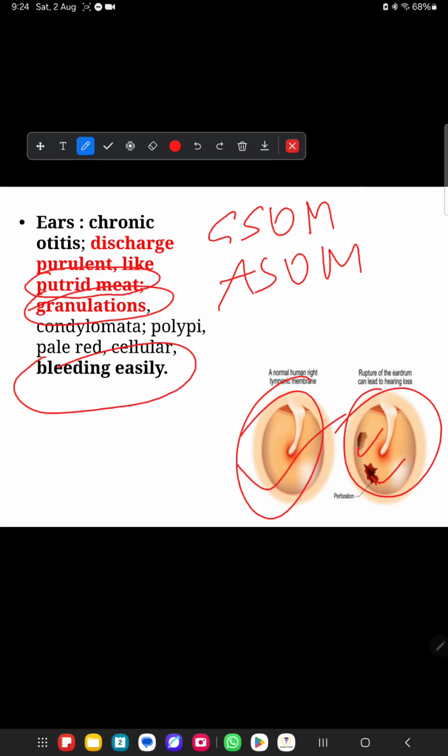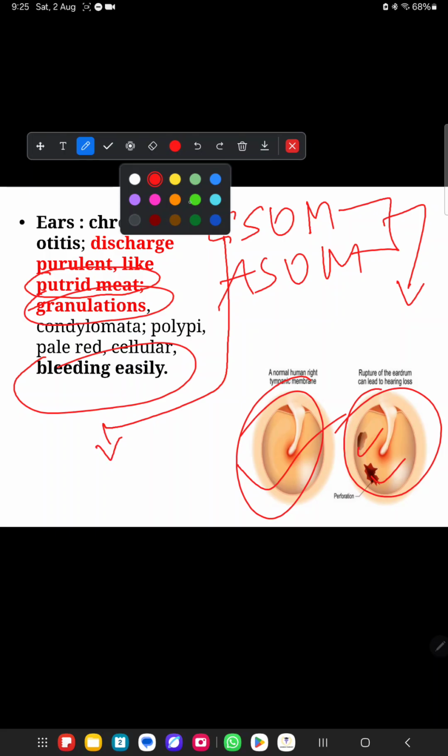What happens? The patient will come to you and say, doctor, there is a discharge from the ear, pus comes from the ear. Then we can think the patient might be having CSOM or ASOM. This point again I want to correlate with ENT. So how will we differentiate these cases? This is the case of CSOM or ASOM.